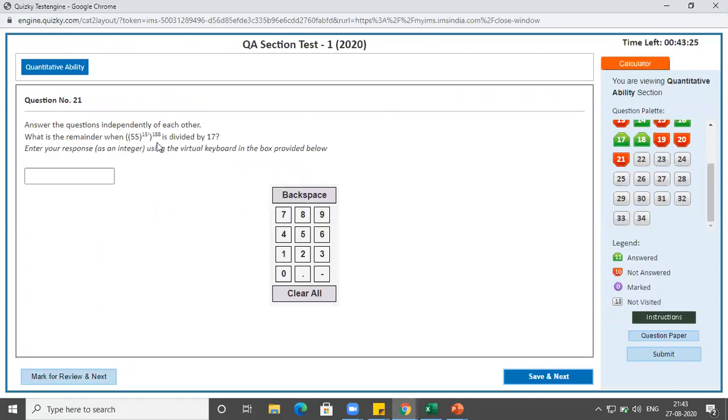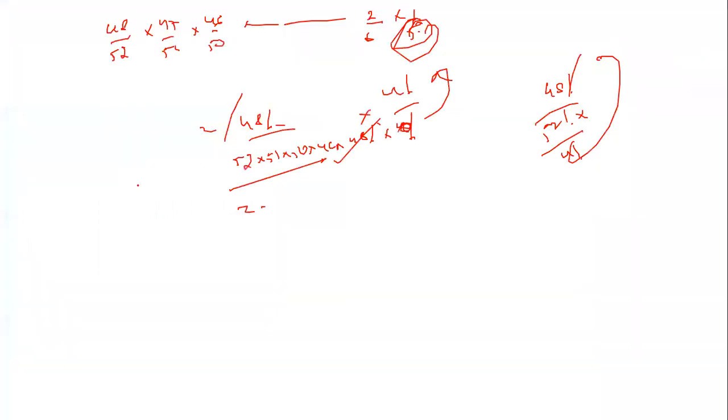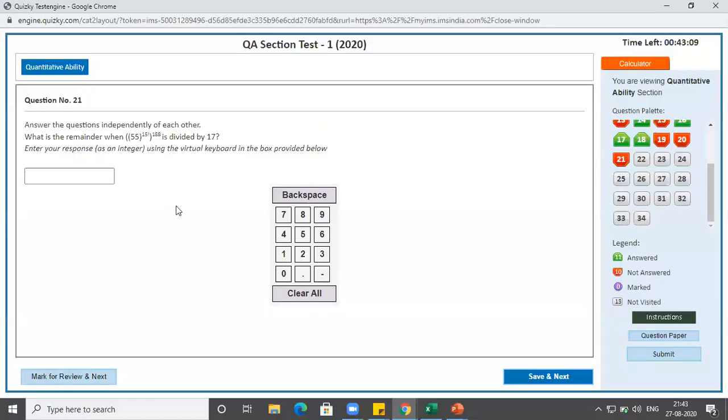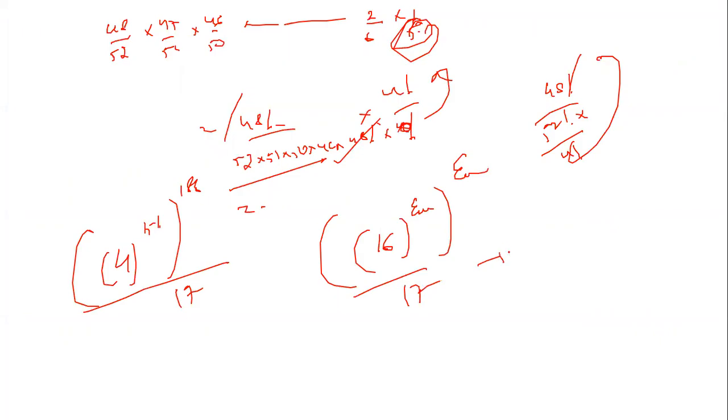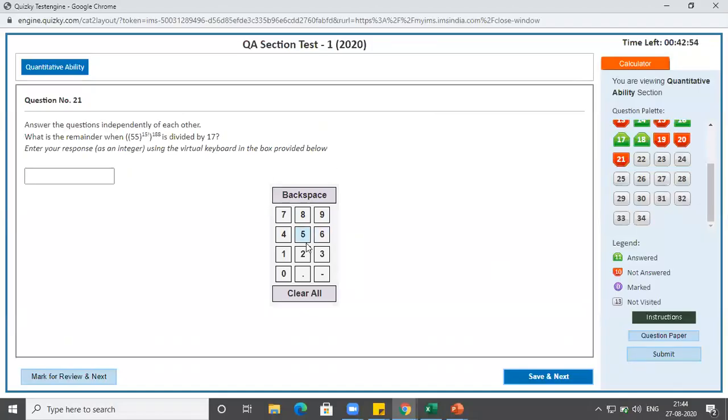Number system. What is the remainder when 55 raised to the power 15 factorial, raised to the power 188, is divided by 17? When 55 is divided by 17, I get 4, right? Raised to the power 15 factorial raised to the power 188. I divided it by 17. 4 into 4 is 16, so if I do that, an even number will still remain. 188 is still an even number. Divided by 17, minus 1 raised to the power of an even number. The answer is going to be 1.